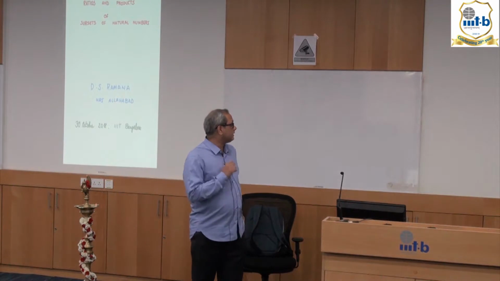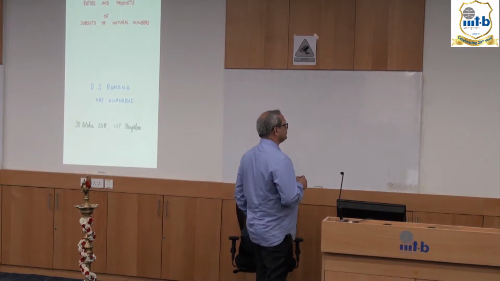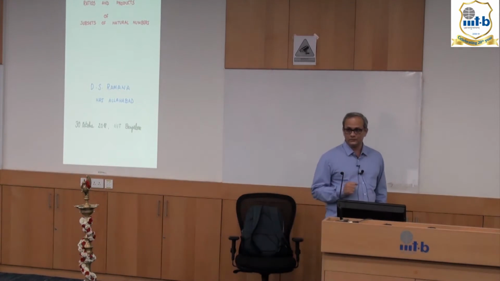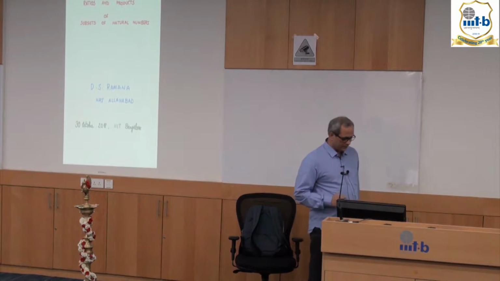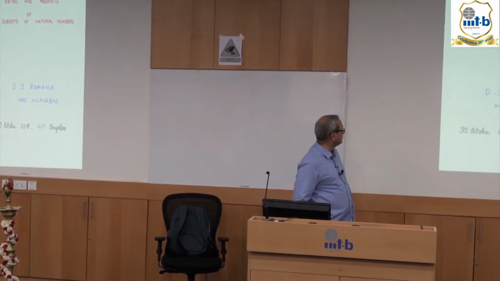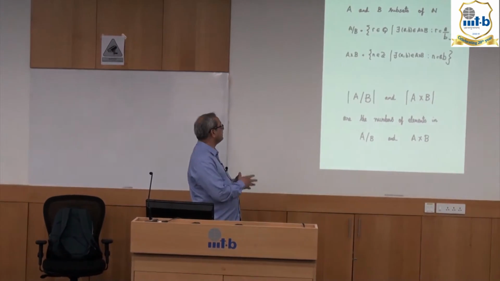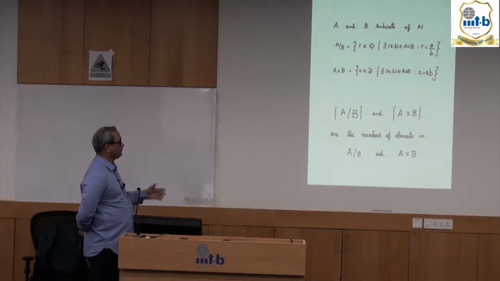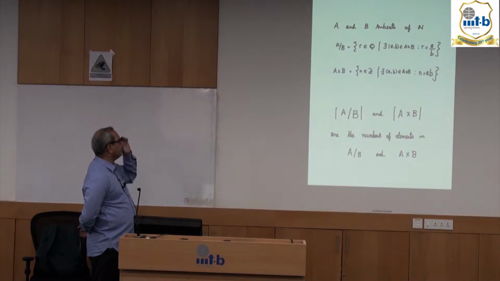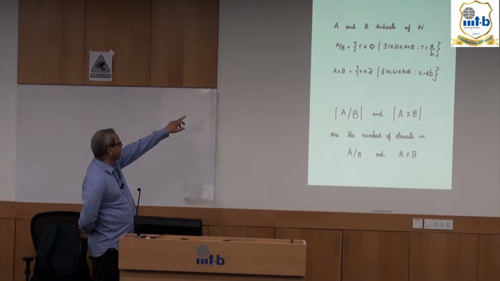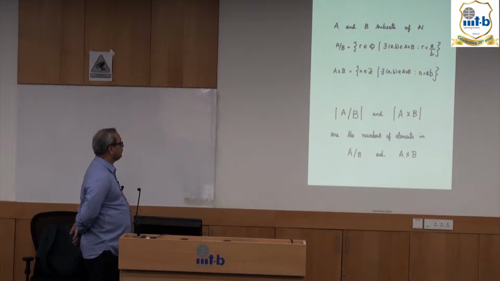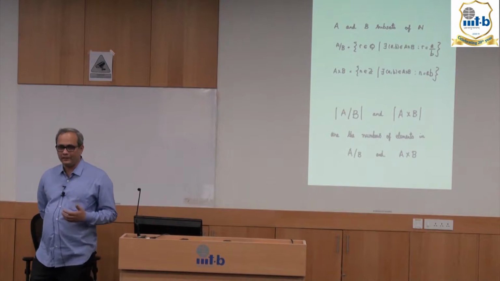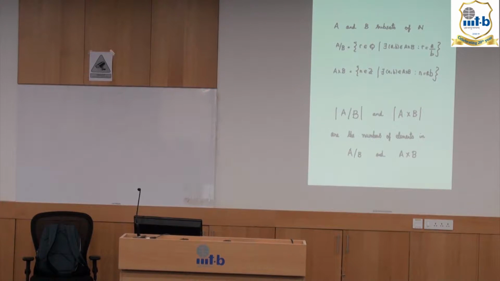Okay, so that brings us to the title of the talk, which is Ratios and Products of Subsets of Natural Numbers. What do I mean by ratios and products of subsets of natural numbers? Let me define the two notions. Suppose A and B are subsets of the natural numbers. Then one writes A divided by B for the set of rational numbers which can be written as a ratio a by b, where a comes from A and b comes from B.